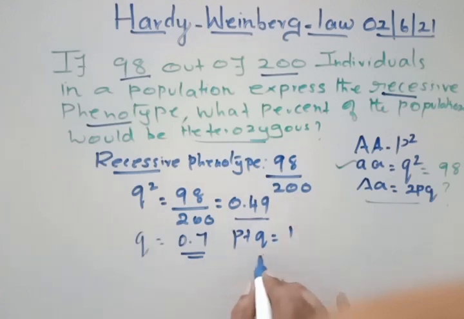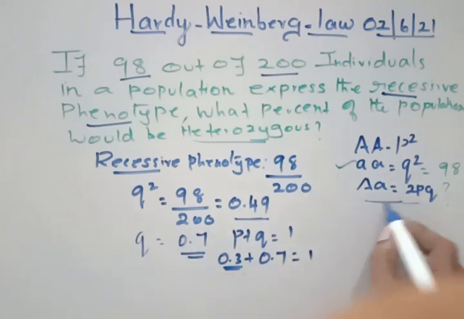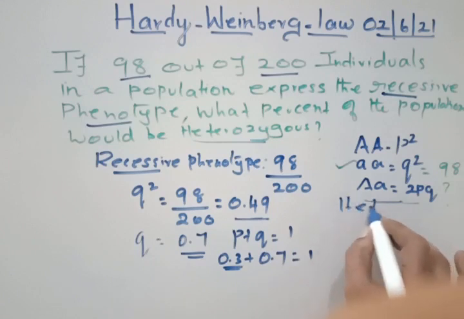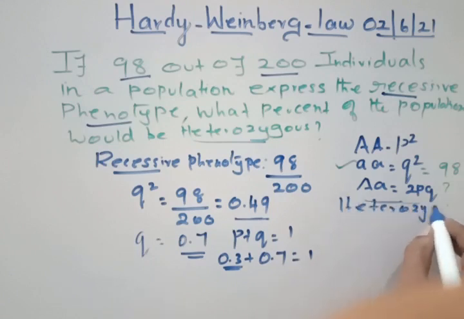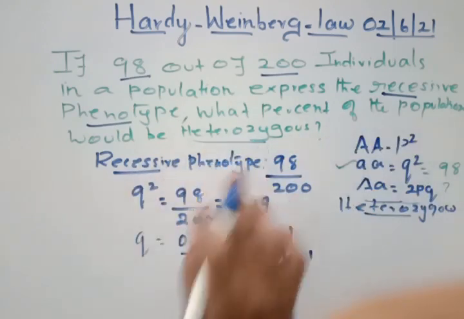Now here we got the q value, that is 0.7. So it should add up to 1, which means p should be 0.3. So 0.3 plus 0.7 gives you 1. So p plus q is equal to 1. So this is the recessive phenotype. Now we got the q value as well as the p value. So now we have to talk about the heterozygous condition. What percentage of the population would be heterozygous?